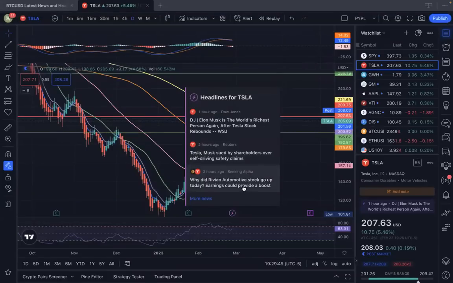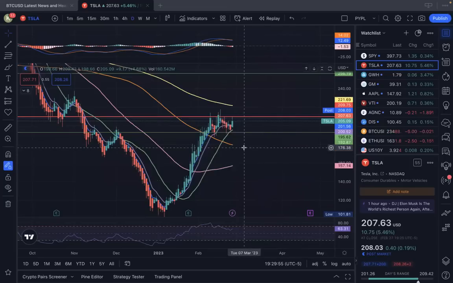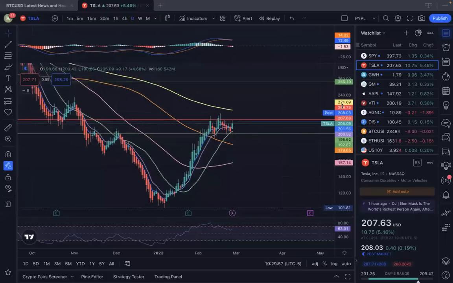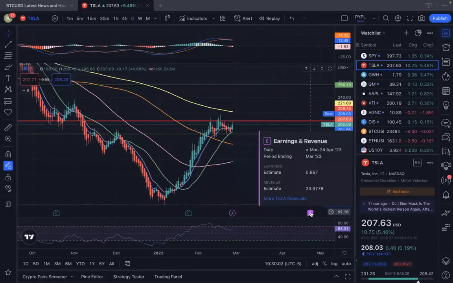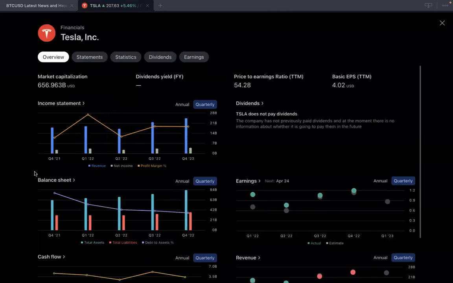Wow. All right, so yep, that's what else. Why did Rivian Automotive stock go up today? I think that's more so electric, but it's in that sector, so it's going to give you news on that as well, which is pretty cool. We know their next earnings report is on Monday, April 24th, which is right around the corner. It's about 6 weeks away probably. Estimated is 0.867, which is wow. And then you could click on the more financials. It'll bring you to this, which is super cool.